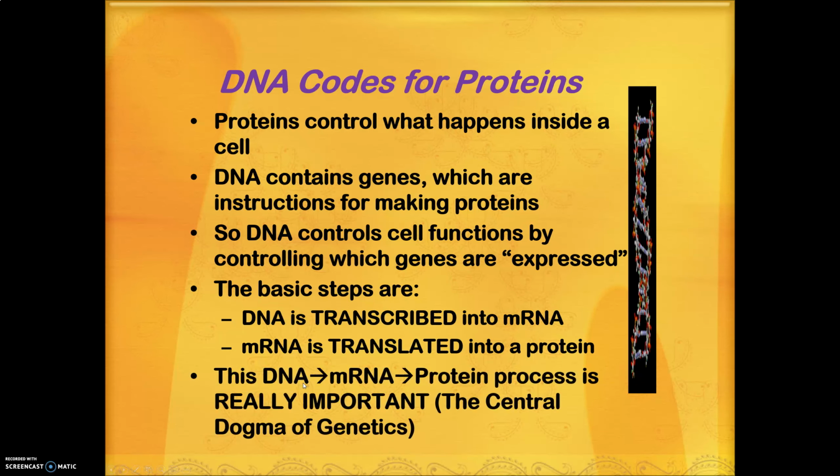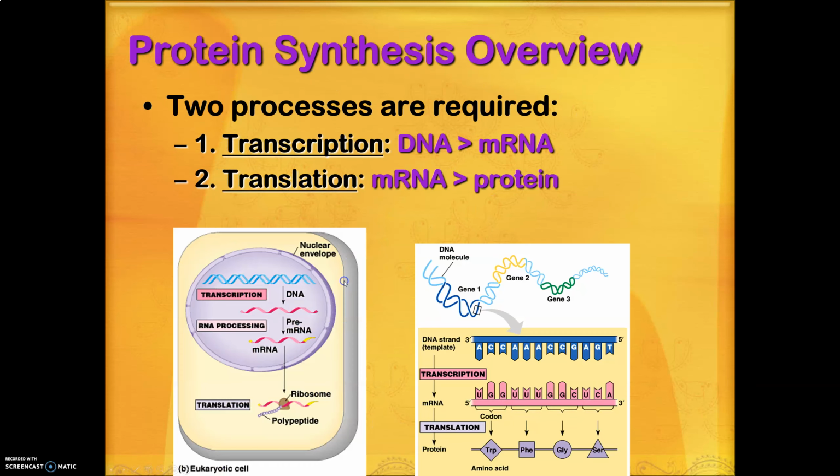Okay? This process is really important, right? DNA to mRNA to protein. This is like the central thing of genetics. Okay? So remember two processes. Transcription, DNA into mRNA. The little M stands for messenger, right? It's a little message that's going to be sent. And then translation, we take that messenger and we deliver the information and turn it into a protein.